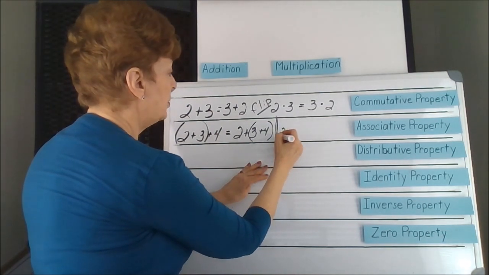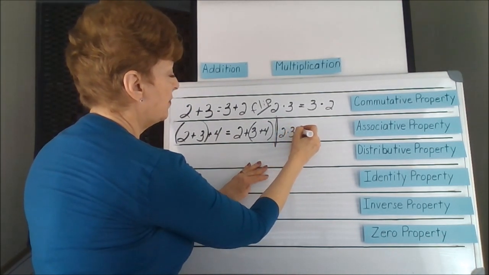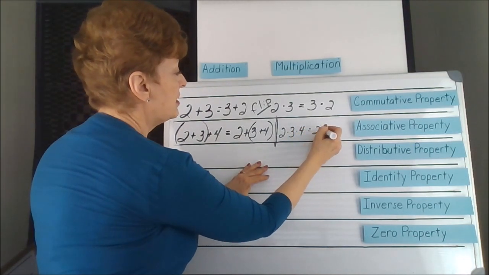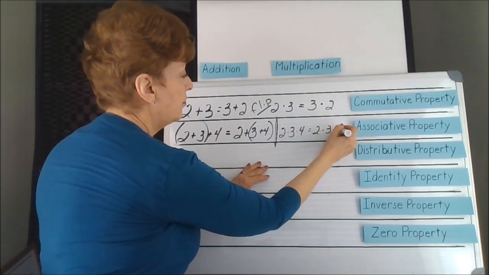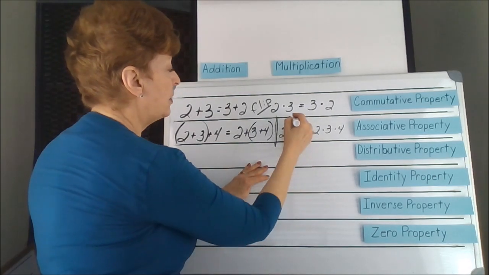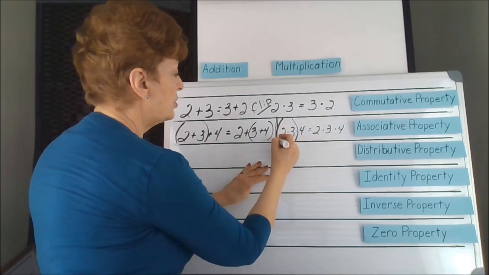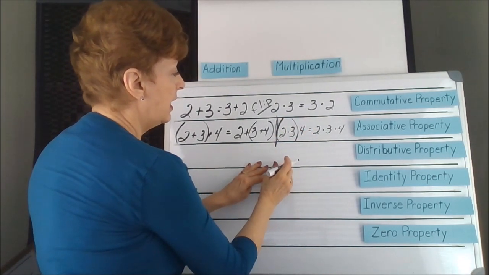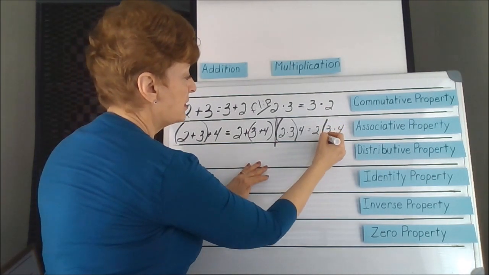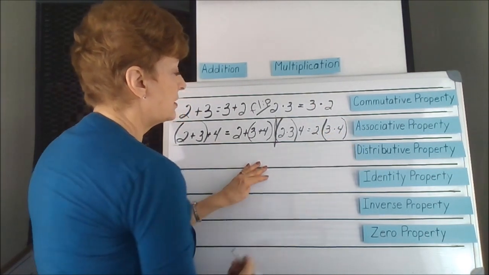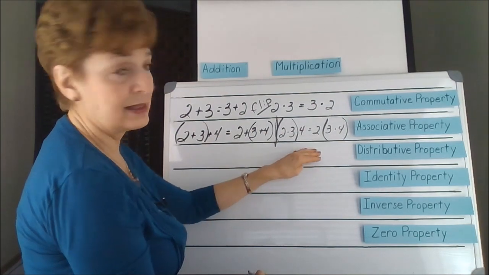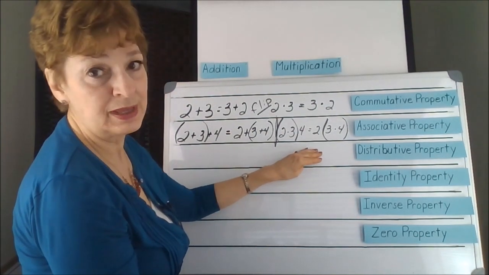We'll have 2 times 3 times 4 is equal to 2 times 3 times 4. In this case, we will associate the first two terms, and in the last one, we will associate the last of the terms. It will all stay the same as your answer will be the same.